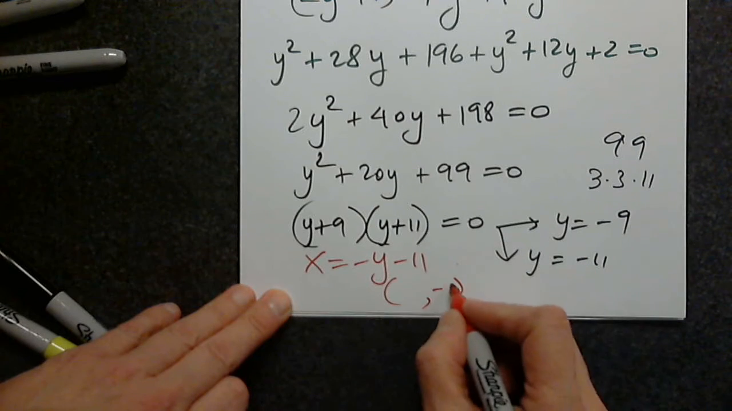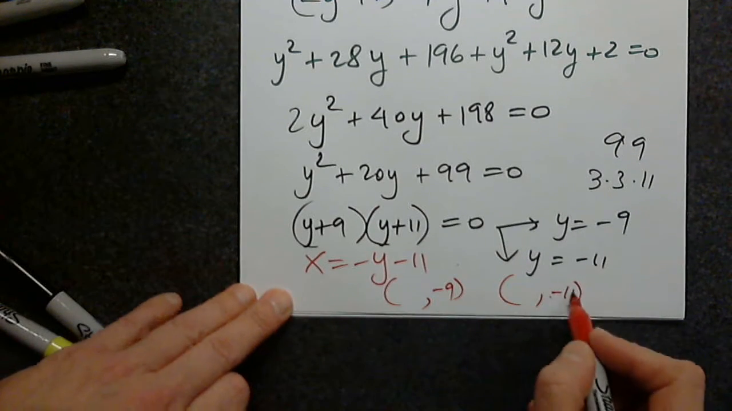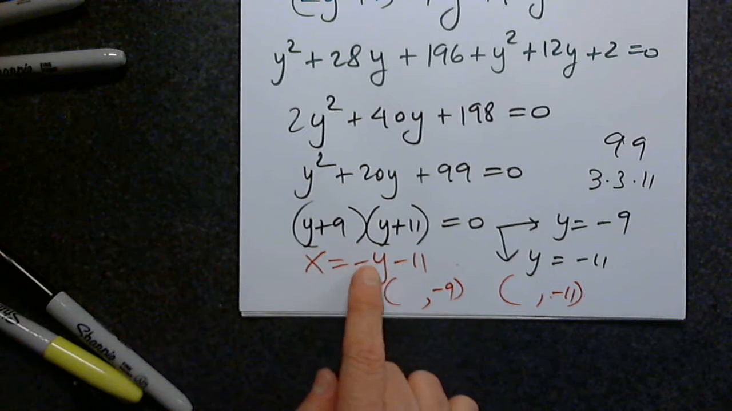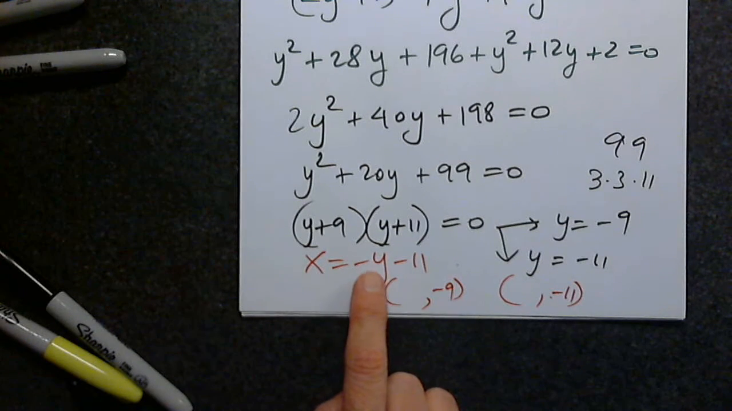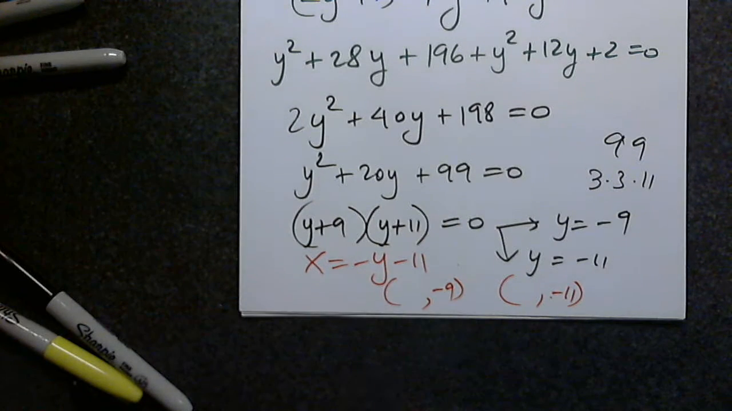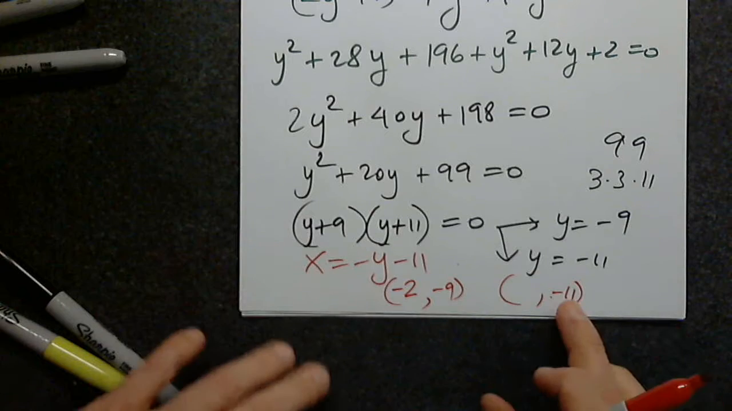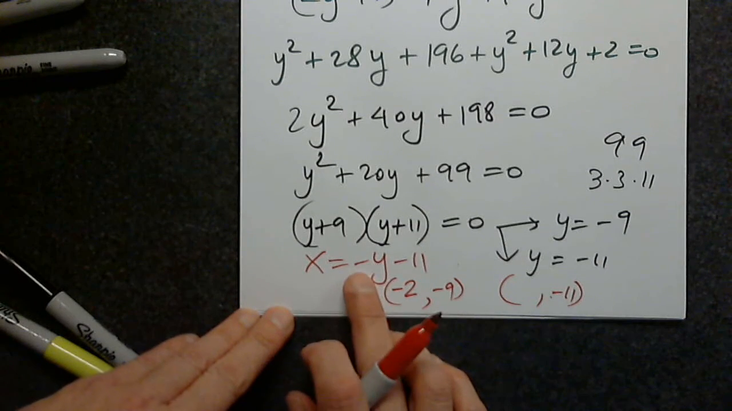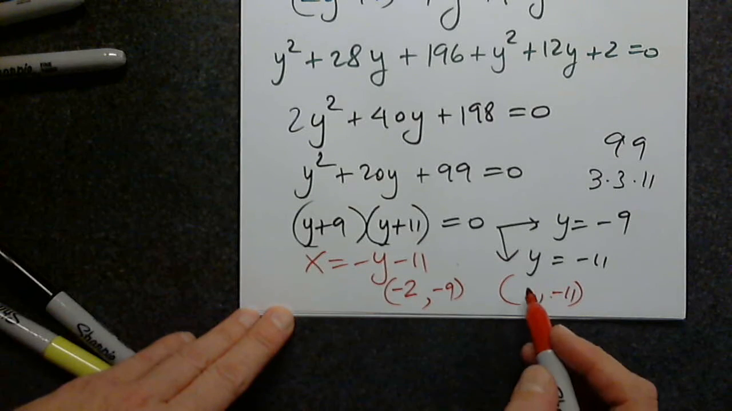So when y is negative 9, how much is x? Let's try. Negative negative 9 will be 9. 9 minus 11 is negative 2. Very good. Now let's check with negative 11. The opposite of negative 11 is 11. 11 minus 11 is 0.